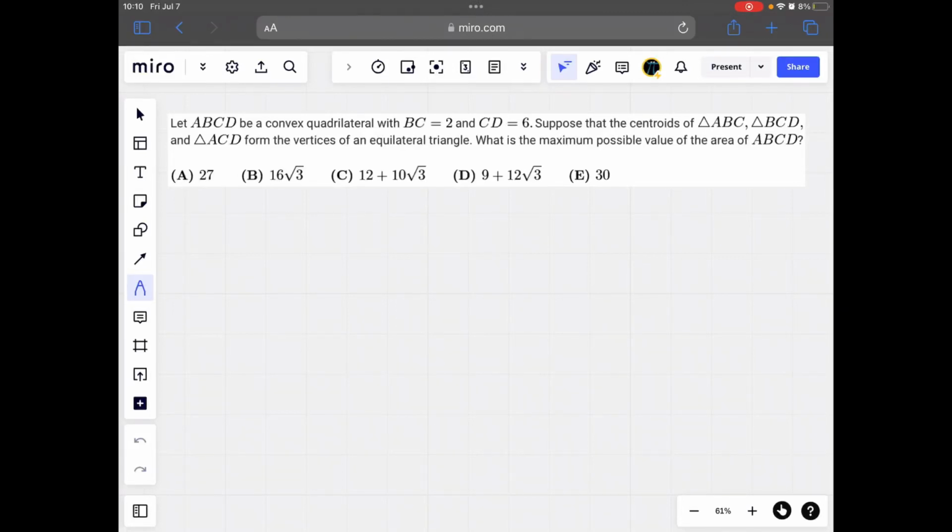Let ABCD be a convex quadrilateral with BC equals 2 and CD equals 6. Suppose the centroids of ABC, BCD, and ACD form the vertices of an equilateral triangle. What is the maximum possible value for the area of ABCD?